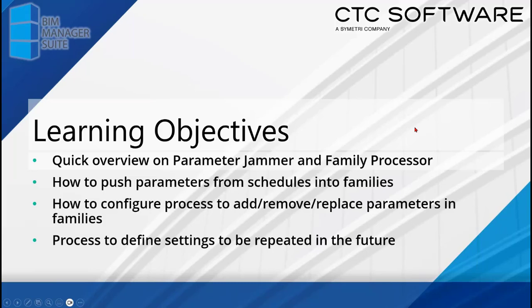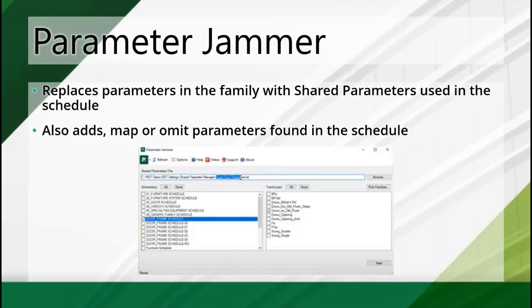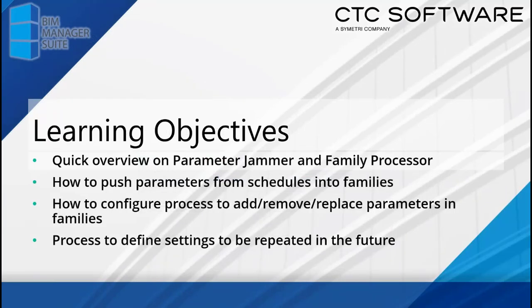So for today, I've got an example we're going to walk through. We'll give you a quick overview of what Parameter Jammer and Family Processor are, just to make sure you're familiar with them in case you're not already. And then we'll show you how Parameter Jammer works to get parameters into the families, and then how you can use Family Processor to finish the job. So in this example, it can be a two-part process. And then for Family Processor, I'll show you how to save those settings out so you can use them again in the future in case similar items come into play, which they just might.